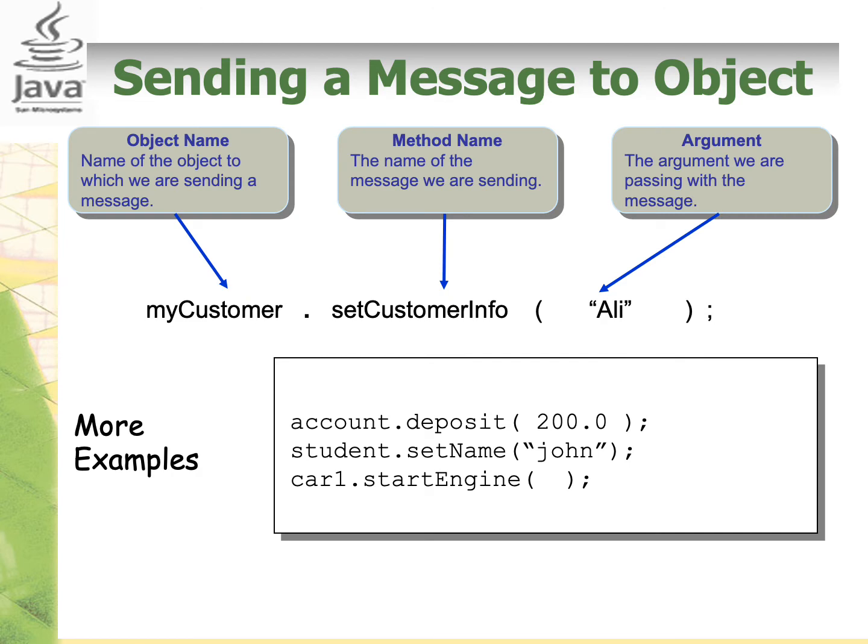Here we have myCustomer, which is the object name, .setCustomerInfo, where setCustomerInfo is the method name and the method takes in one argument of type string. As the method is something that we write, it can be called anything and it depends on us whether to have one or more arguments of whatever types. The name of the message we send to an object or a class must be the same as the method's name, so we use the phrase calling an object's methods and sending a message to an object interchangeably.